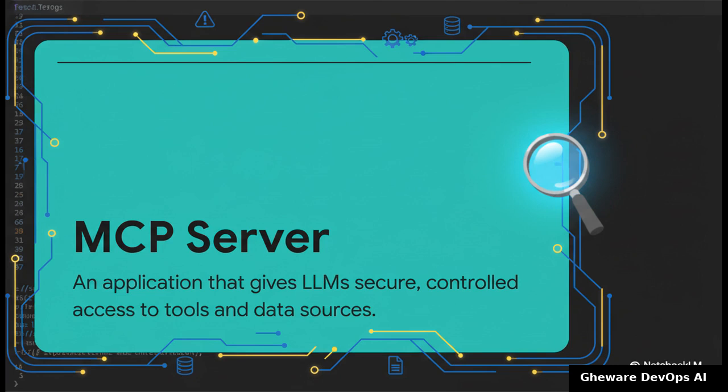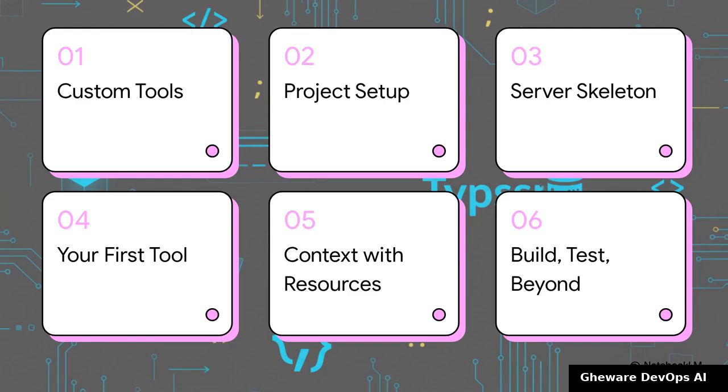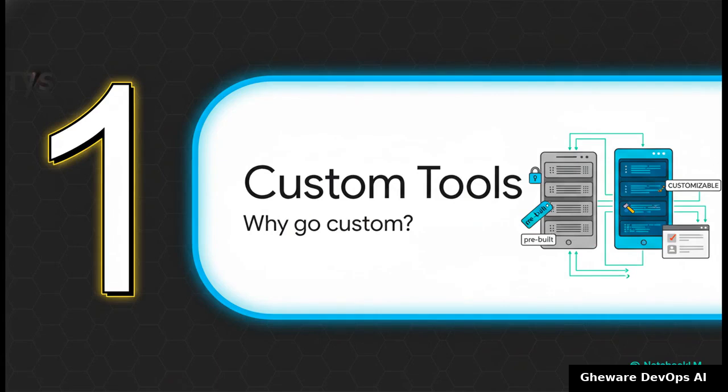So let's do it. Okay, here's the game plan. We'll kick off with why you'd even want to do this. Then we'll blaze through the project setup, build the basic server skeleton, add our first tool, give it some data with resources, and then build, test, and see it all come together. Let's get going. All right, first section, the power of custom tools.